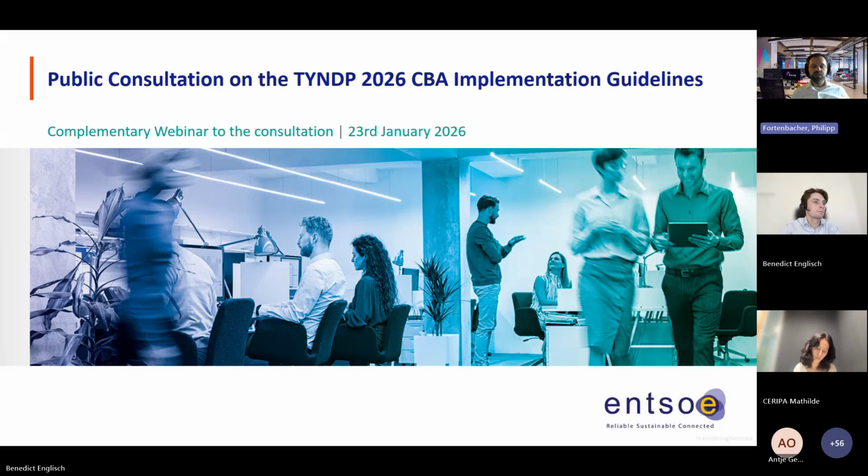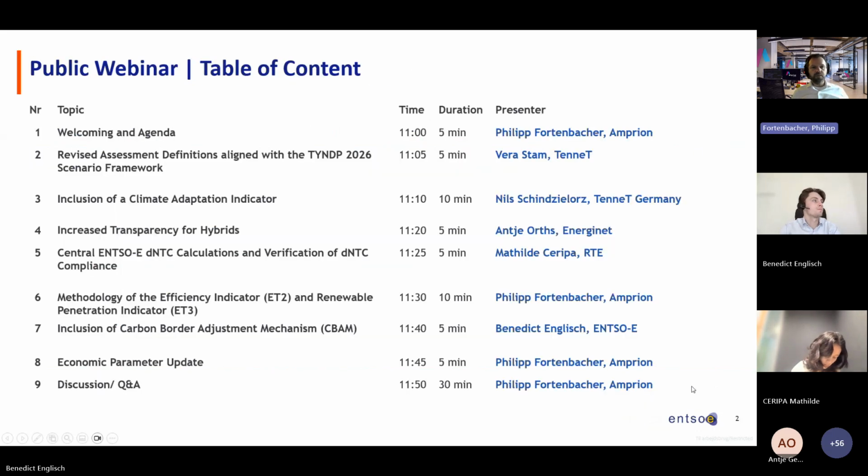Maybe you can just go to the next slide, Benedict. This is the agenda for today. We start with a small introduction. Then I will hand over to Vera. She will show you how we tackled the new scenario framework in the CBA. Then one of our highlights is the inclusion of a climate adaptation indicator. This will be taken by Niels. And Antje will then also portray some changes that we have made with the hybrids assessment. And before then, Mathilde will show you also some changes that we have made with the Delta NTC.